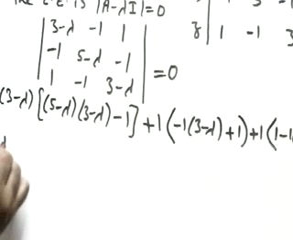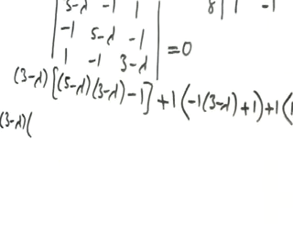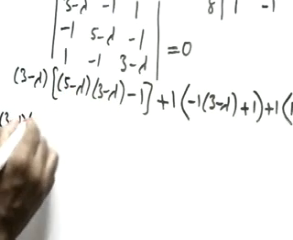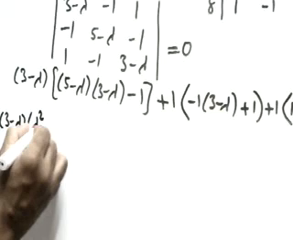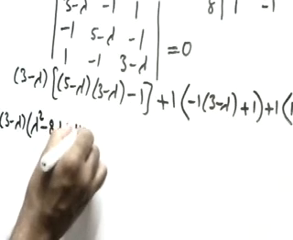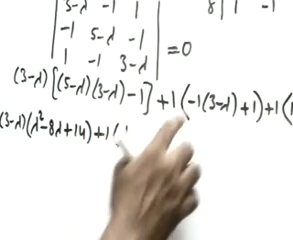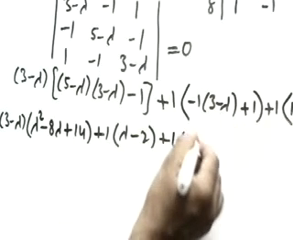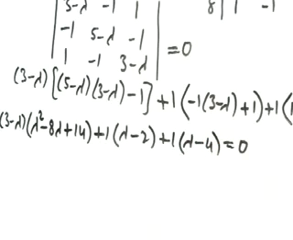So now let me solve this one. 3 minus lambda into, now multiply this. First I write lambda square, minus into minus is plus, lambda into lambda is lambda square. 5 into minus lambda minus 3 lambda, that is minus 8 lambda. 5 threes are 15 minus 1 is 14, plus 14. Plus 1 into minus into minus plus lambda minus 3 plus 1 is minus 2, plus 1 into minus into minus plus lambda minus 5 plus 1 will be minus 4, equals 0.